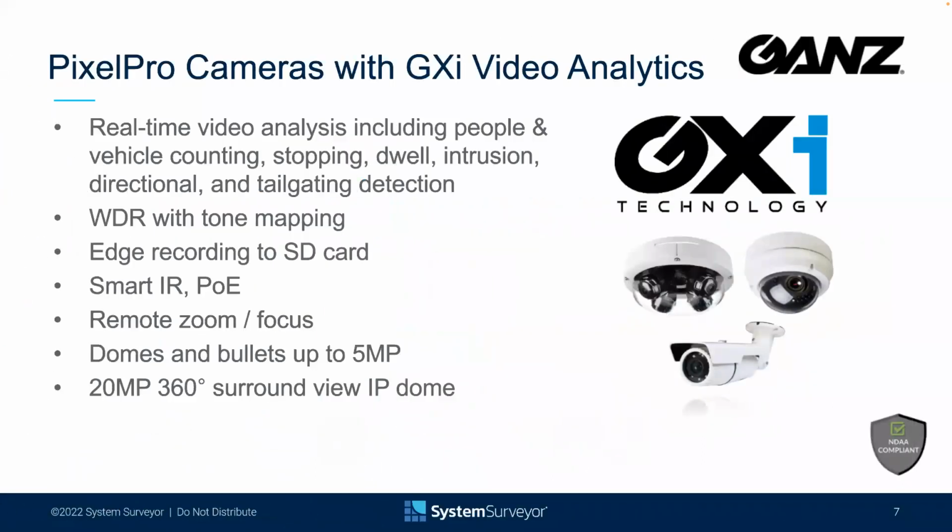We also have our GXI line of Pixel Pro cameras. GXI line is a little different from the Pixel Pro line. It has a more robust analytics functionality as well as deep learning functionality. Although deep learning and AI are kind of an interchangeable function term.